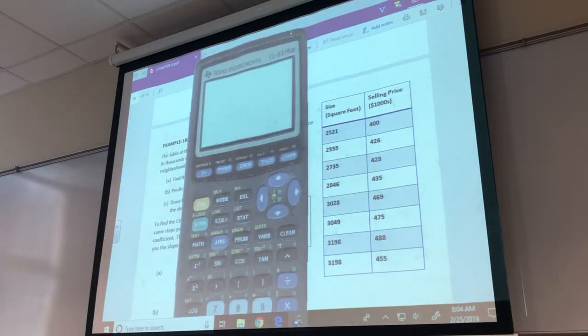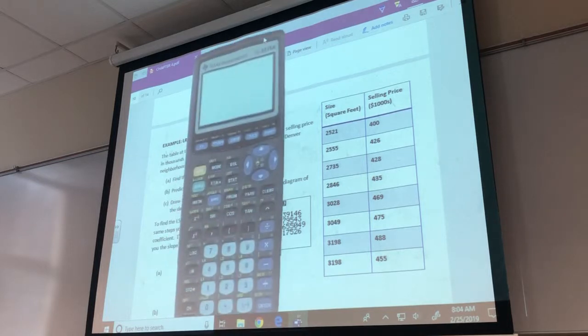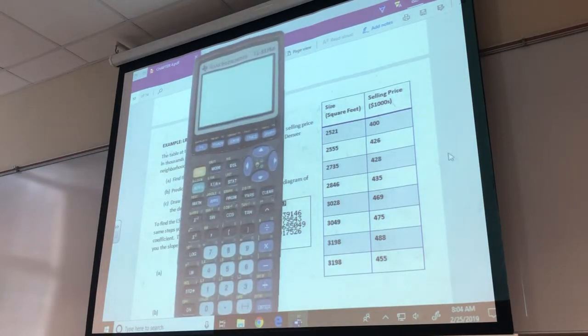So we did this problem before with the size of the house and selling price. Those ones are going to be pretty closely related. Somebody changed my numbers, so let me fix that.